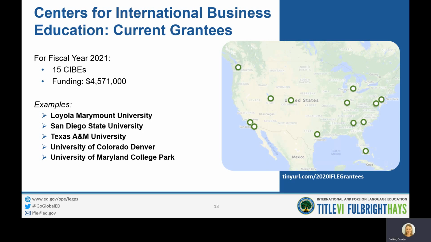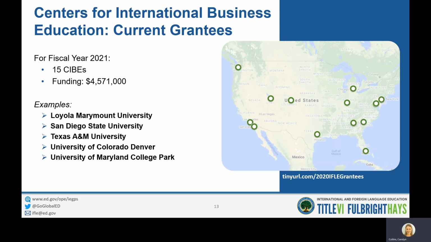CIBEs, again, usually go to institutions of higher education that have business schools. Right now, a few examples of the CIBEs are Loyola Marymount University, San Diego State University, Texas A&M, University of Colorado at Denver, and University of Maryland College Park. If you were to just search any of those institutions with the term Centers for International Business Education, you would be able to find the CIBEs.